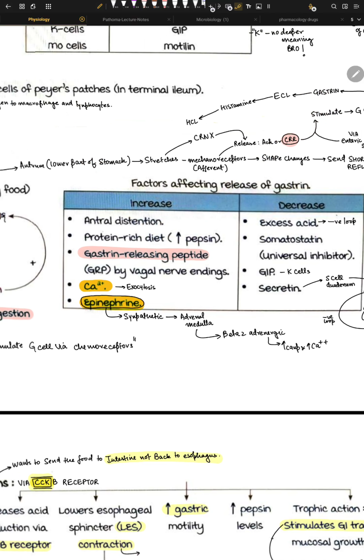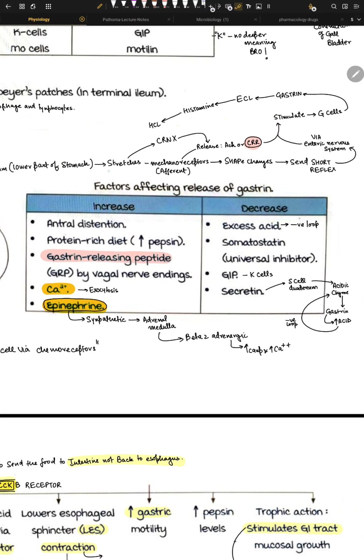So we have these afferent fibers. The stretch changes the shape of the mechanical receptor, and then they send these short reflexes via the enteric nervous system. These chemical messengers go via the enteric nervous system and stimulate G cells, and then G cells release gastrin, and the gastrin goes to ECL.